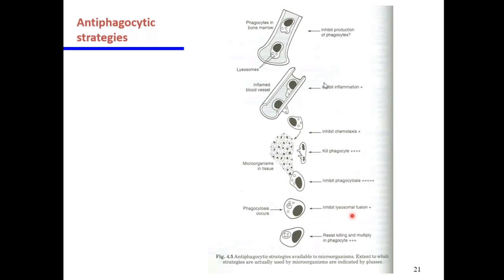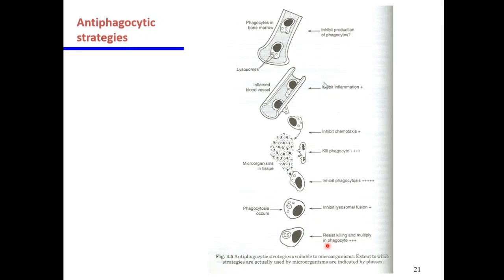They can inhibit lysosomal fusion: even though they got inside, they prevent the phagosome from being matched with the lysosome. The phagosome, which is here, is not able to match with the lysosome. Then the bacteria will just remain inside without being killed. They can resist killing and multiply in the phagocyte. They can also allow the fusion to happen, but they resist the content of the lysosome. In that case, they can replicate or multiply and kill the cell.